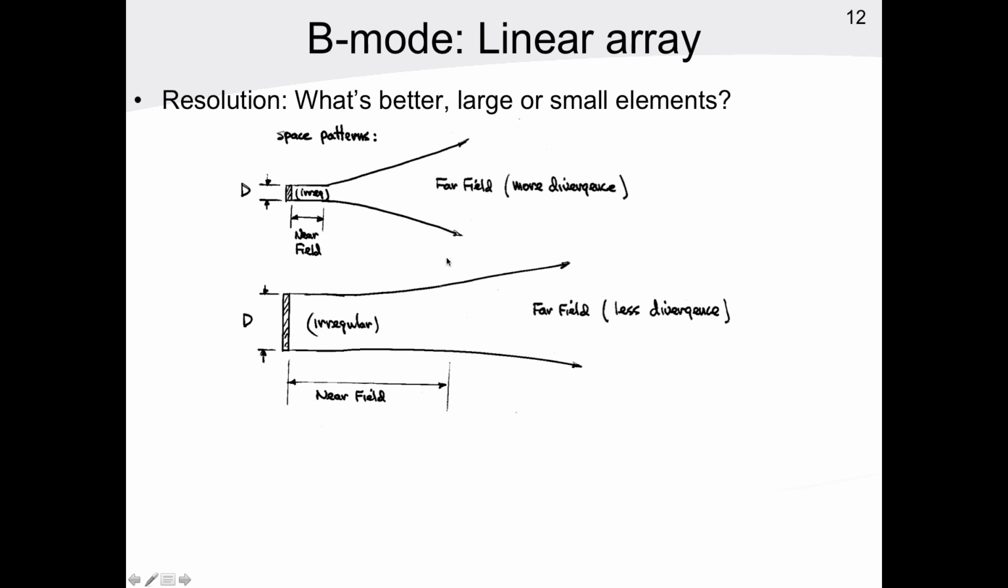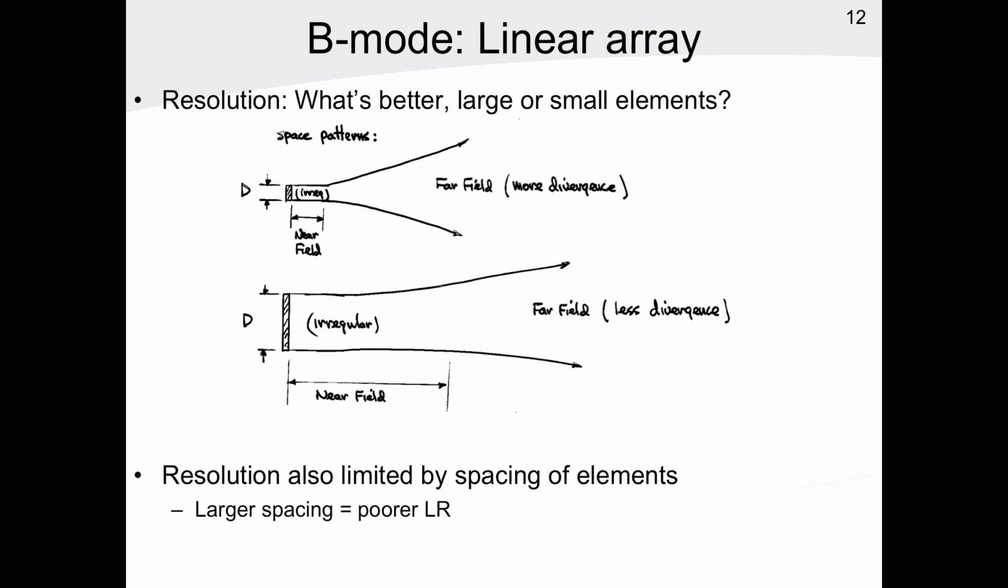In the far field of the ultrasound transducer is where we typically do our imaging. Because of that, it makes it desirable for us to have a larger aperture ultrasound transducer for each element. On the flip side, resolution is limited by the spacing of elements as well. So if we have larger elements forcing us to have larger spacing, we'll get poorer lateral resolution. What can we do to compensate for these seemingly opposite effects?